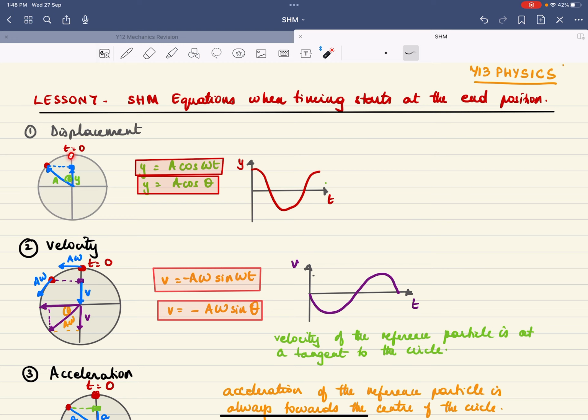So the reference particle moves from when timing starts over here to some other point over there, and in that time your SHM particle has moved from the end position and come closer to the equilibrium position. The displacement is always the distance from equilibrium. So if we look at this triangle, the length of your displacement phasor is amplitude, and if we look at this angle over here, y, which is the displacement, is A cos theta, or A cos omega t, and that's how you get this one.